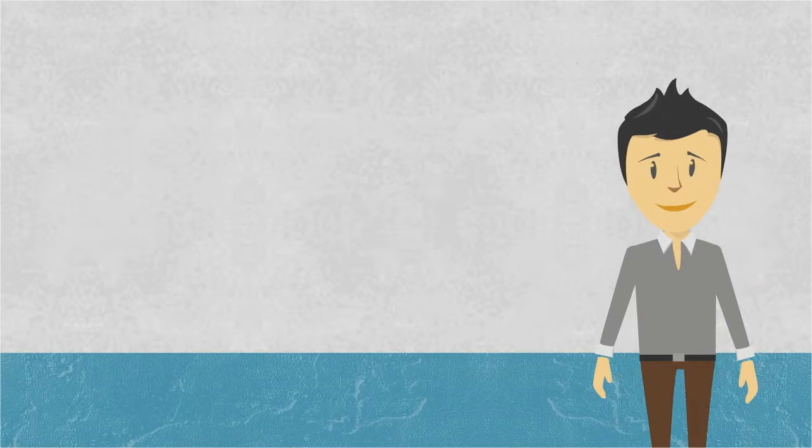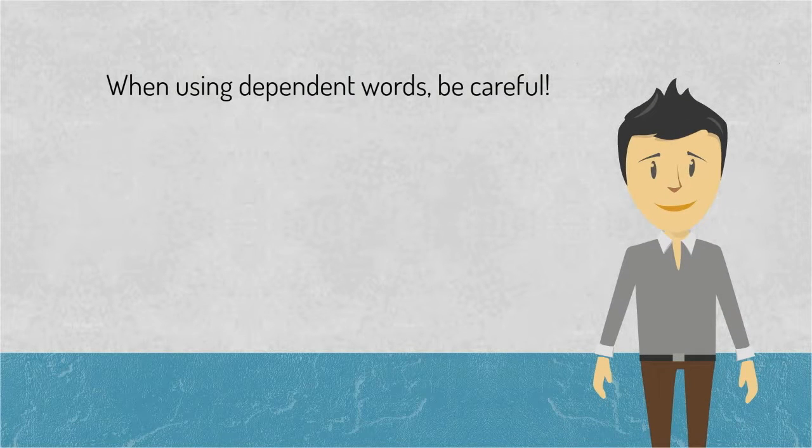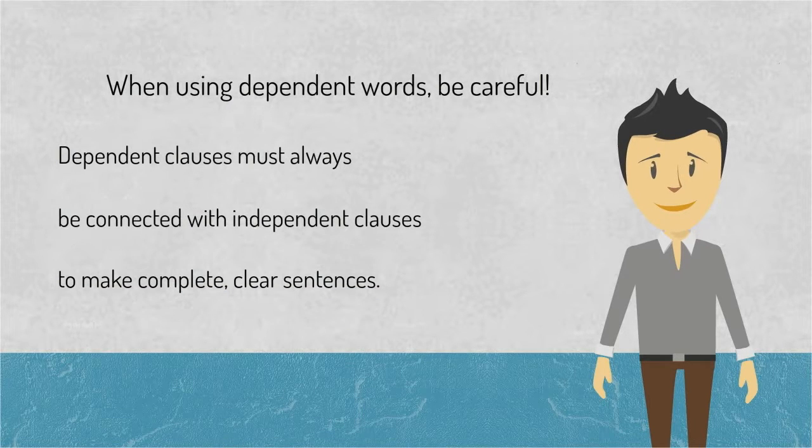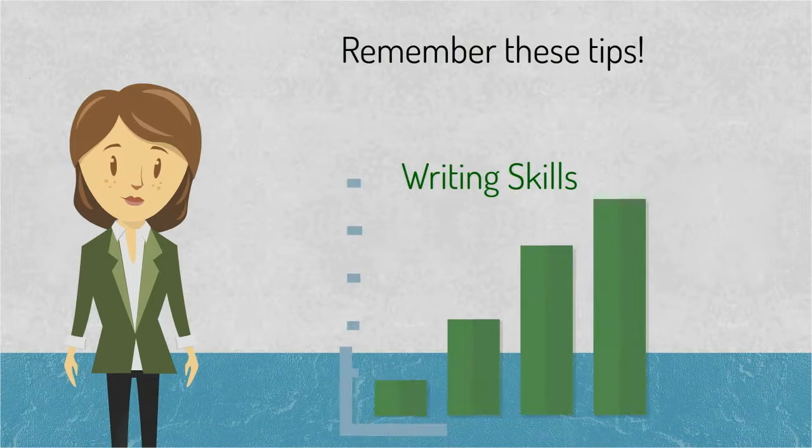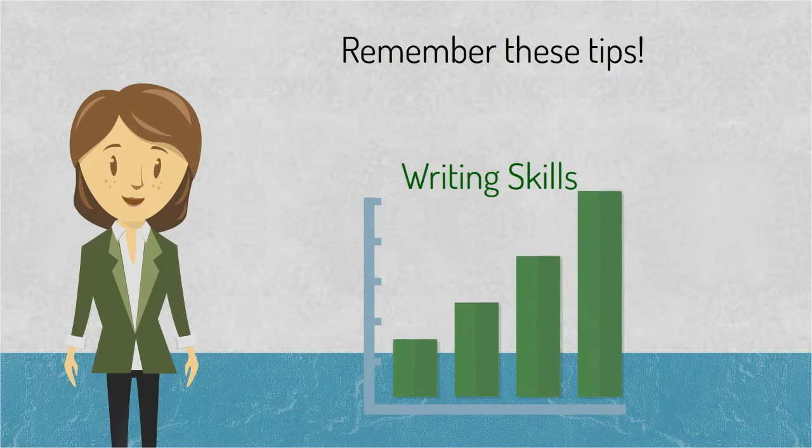When composing sentences, writers should be conscious of when they use dependent words to make dependent clauses. When used, those dependent clauses should be combined with independent clauses to make complete, clear sentences. Remembering these tips will go a long way in improving one's writing.